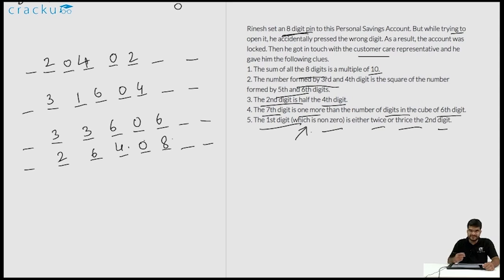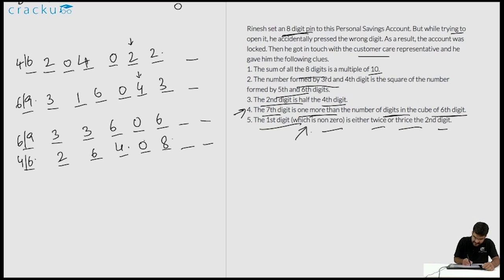Now we know that the first digit is either twice or thrice the second digit. So the first digit will be either 4 or 6 in this case. It will be either 6 or 9 in this case. It will be either 6 or 9 in this case. It will be 4 or 6 in this case. We know that the seventh digit is one more than the number of digits in the cube of the sixth digit. The cube of the sixth digit is 8. It has one digit. So the seventh digit will be 2. In this case, the cube of the sixth digit is 64, which has 2 digits.